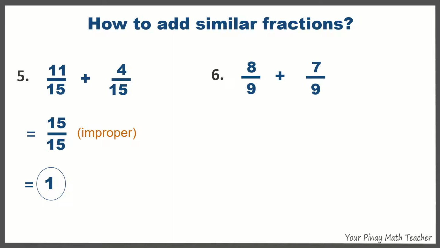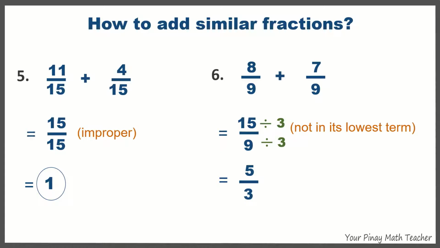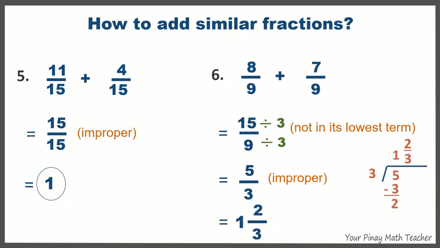Number 6. 8 ninths plus 7 ninths is equal to 15 ninths, which can still be reduced by 3. So the reduced form is 5/3, which is an improper fraction that can still be changed to a mixed number. By dividing 5 by 3, it gives us 1 and 2/3. So 5/3 is equivalent to 1 and 2/3, which is considered as the final answer for this item because 2/3 is already a proper fraction and it is in its lowest term.